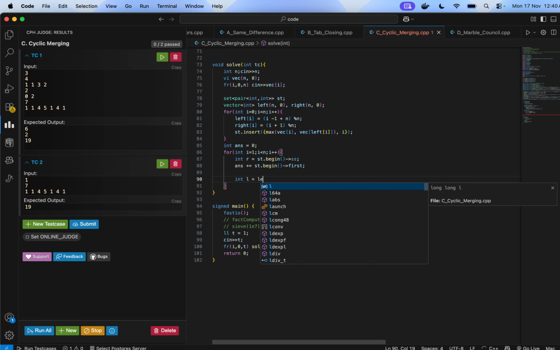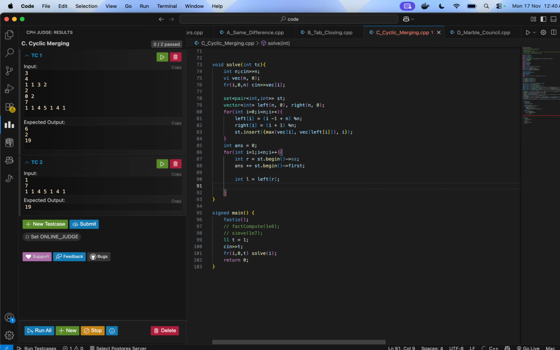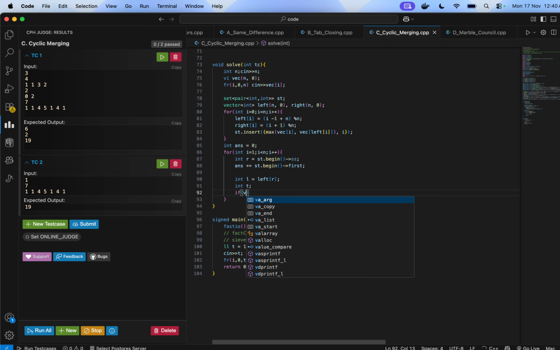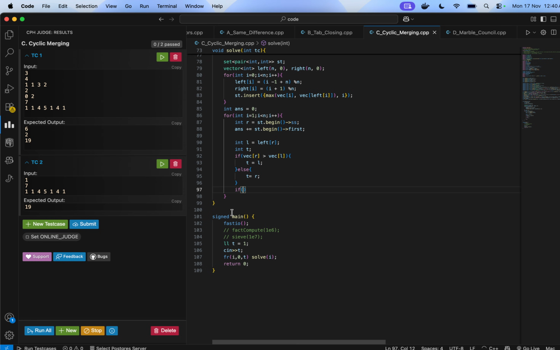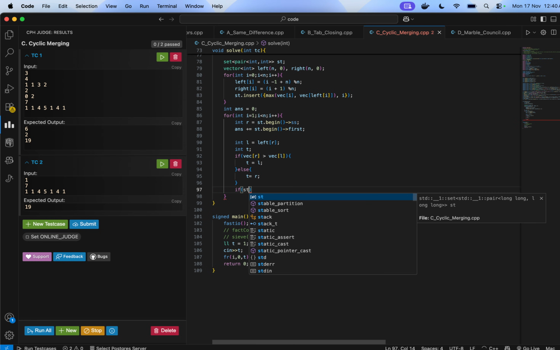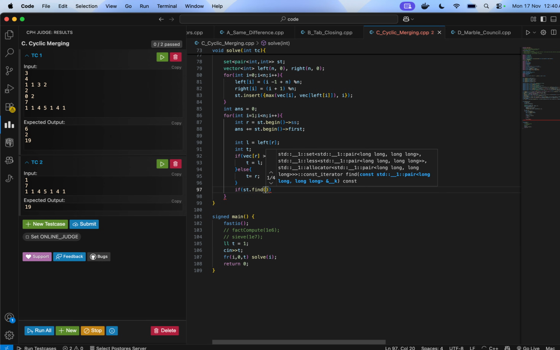What is the left now? It is left of R. These L and R are the pairs on which the operation is being performed. Let's select the T, which would be the element that is going to be removed. If the right element is greater, then the left will be removed. Else, the right one will be removed. Okay. Now, do operations to fix the updations of left and right neighbor.